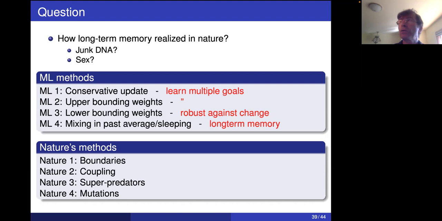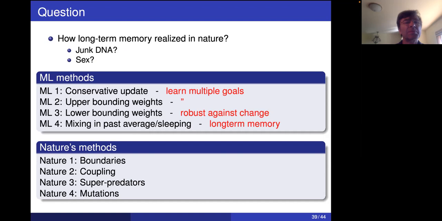If you had a species and it once learned how to adapt in a certain environment, and for a while you moved it to a different environment and then you moved it back, it will adapt faster. So the long-term memory is there. The question is how it's implemented. So I discussed machine learning methods, and here are nature's methods: boundaries, coupling, super predators, mutations. All of them ameliorate the multiplicative update. And then the long-term memory is something special.